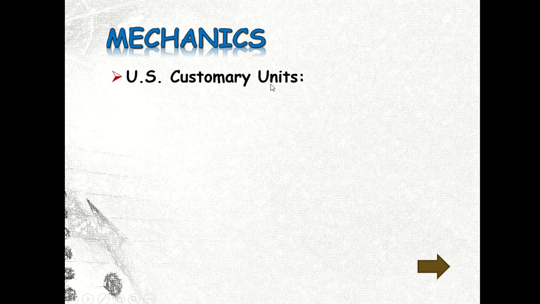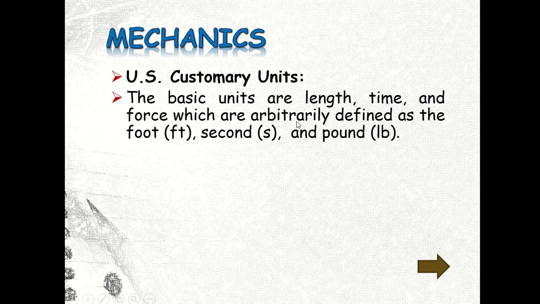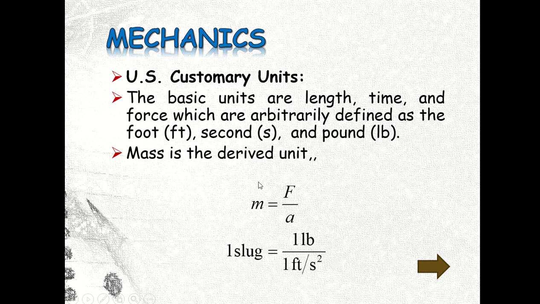Then we also have US customary units. So the basic units are length, time, and force, which are arbitrarily defined as foot, second, and pound. Mass is the derived unit. Again, that is derived from Newton's law. Mass equal to F over a, force divided by acceleration. And usually the unit used here is what we call slug. So one slug is equal to 1 pound per foot per second squared. Okay, so the force here is expressed in terms of pounds, and then acceleration is in terms of feet per second squared. All right.